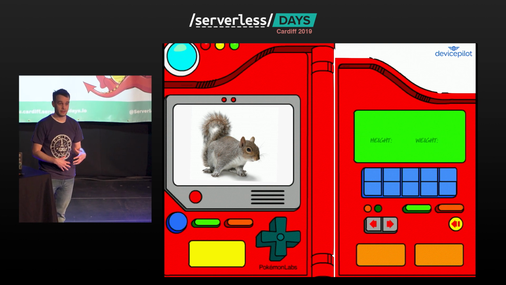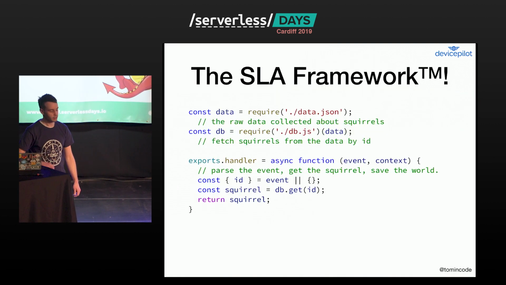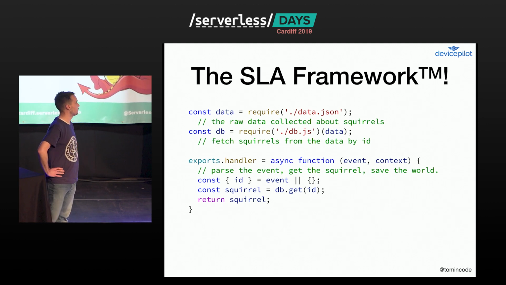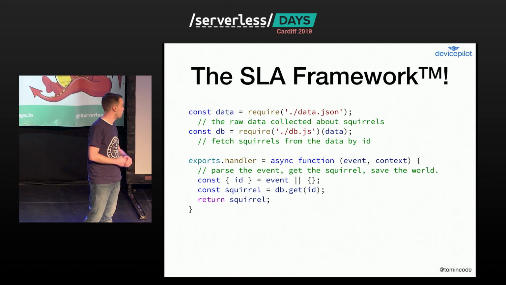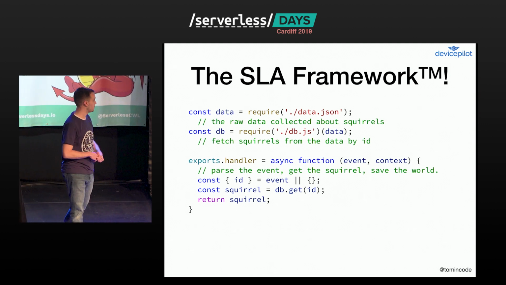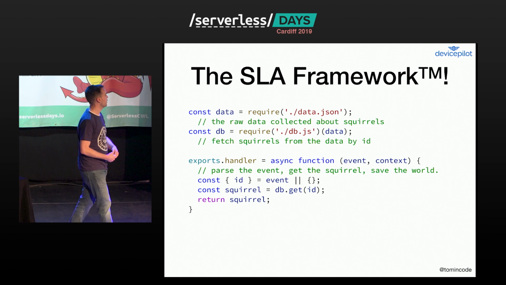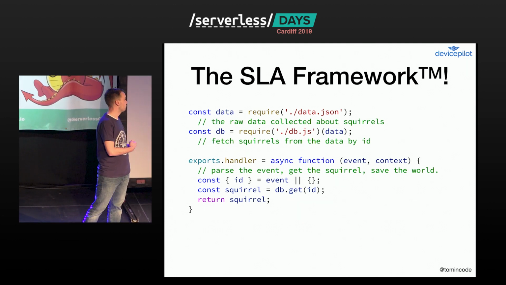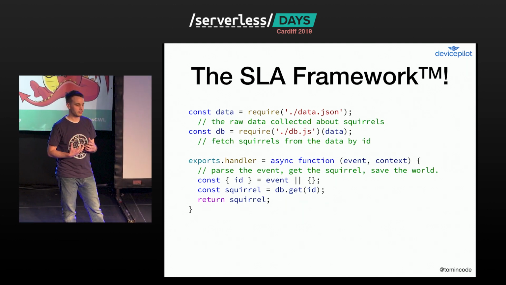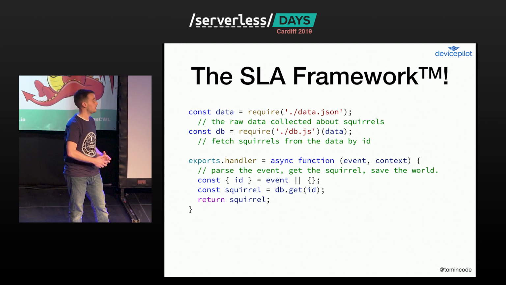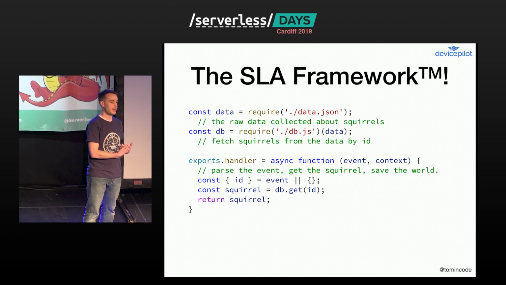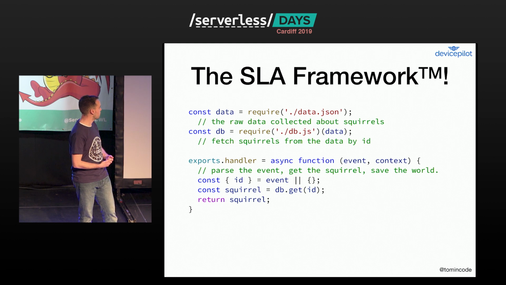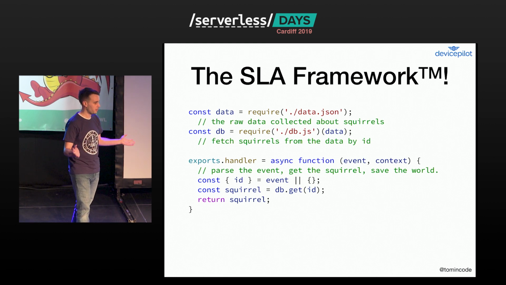But because I'm a developer, I have put together my own JavaScript framework to deliver this application. It is called the single-lambda application framework, and it is incredibly simple. The first thing we do is we require in the data module. The data module is a hard-coded module containing all of the data about squirrels that we've learned. The second thing we require in is a database module. And that's a bit of a highfalutin term for a single function which gets from an object by ID.